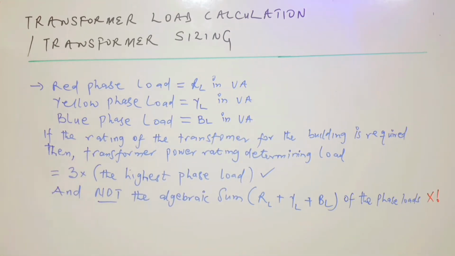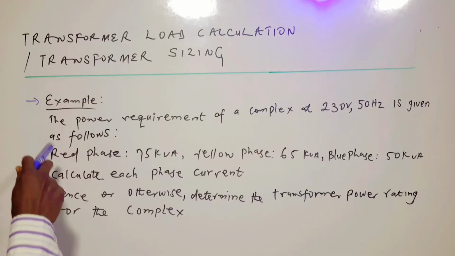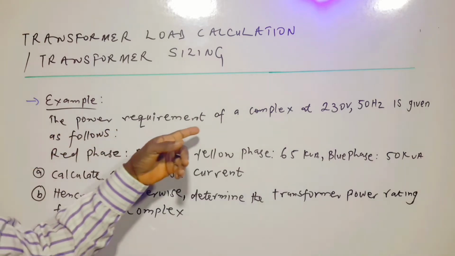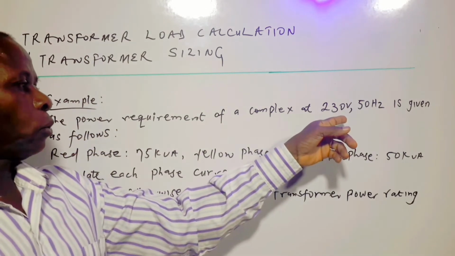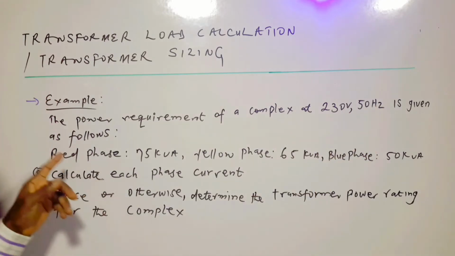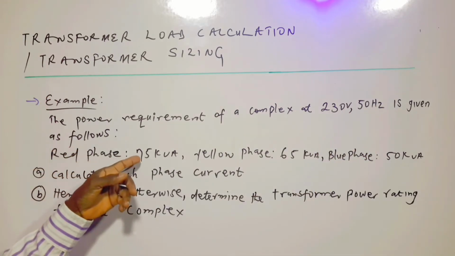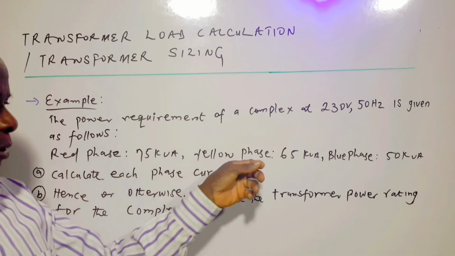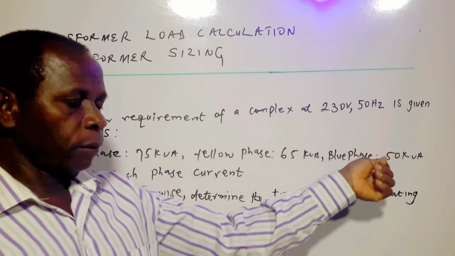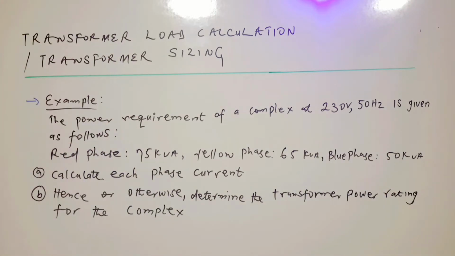All right. For the purpose of understanding, we use one example to explain everything clearly. Here is the example. The power requirement of a complex at 230 volts, 50 Hz is given as follows. Red phase load 75 kVA, yellow phase 65 kVA, blue phase 50 kVA. Practically, we can come across an unbalanced load system like this.